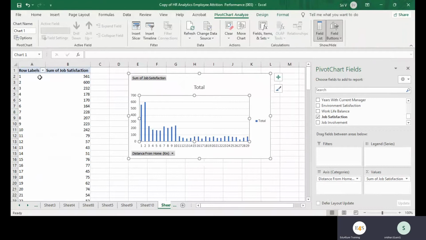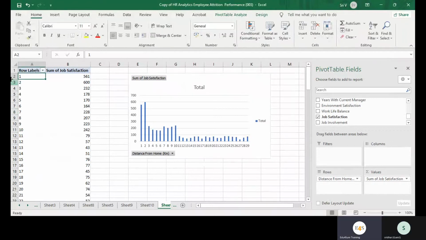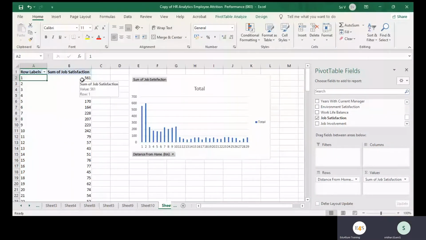Yeah, much better. Can you see, as soon as the distance is increasing, what is happening? People are less satisfied. They do not want to travel. People who are traveling 1 kilometer, their job satisfaction is 561. So basically, what is one decision the company should make?